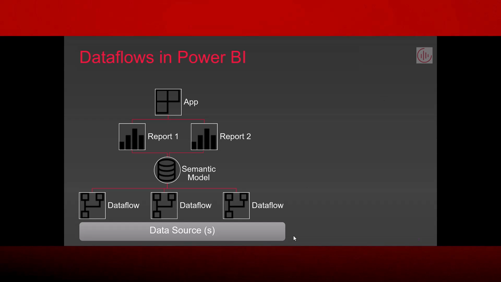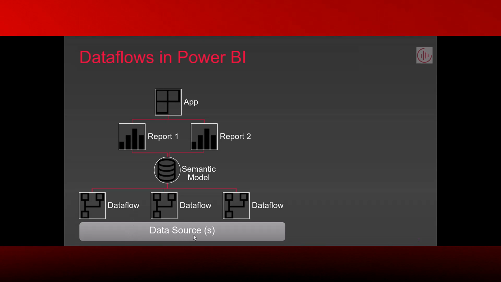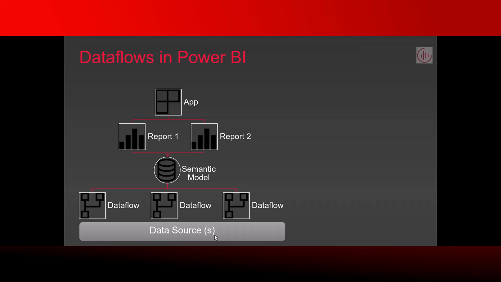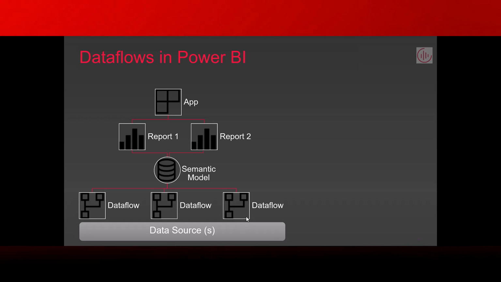So in this diagram you can see a hierarchy of the various Power BI artifacts and how they might interact with each other. So we have a data source at the bottom, or a number of different sources, and we might decide that we want to create a data flow to pull in data from those sources and perform some transformations which are going to be common and reused by people over and over again.